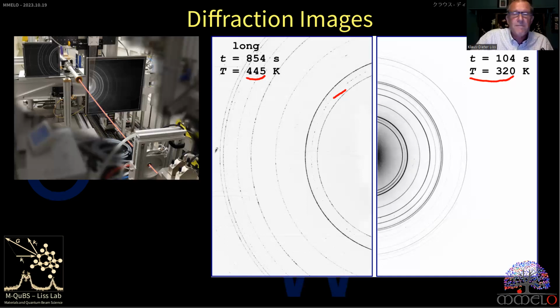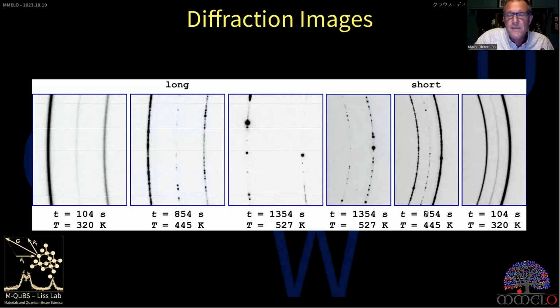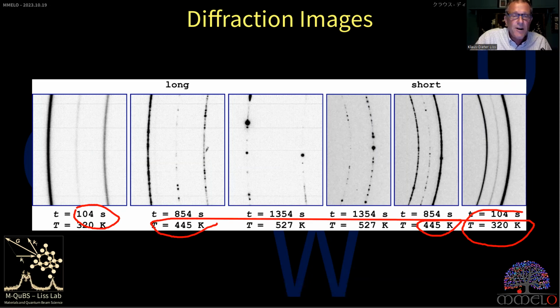I've emphasized a few here. So we see continuous rings here at 104 seconds or 320 Kelvin, also in the other detector, 120 Kelvin. Then 445 Kelvin, we see already that spots are plenty. And they coarsen, the distribution of the spots, they coarsen as I go longer in time and higher in temperature. And this is due to grain growth.